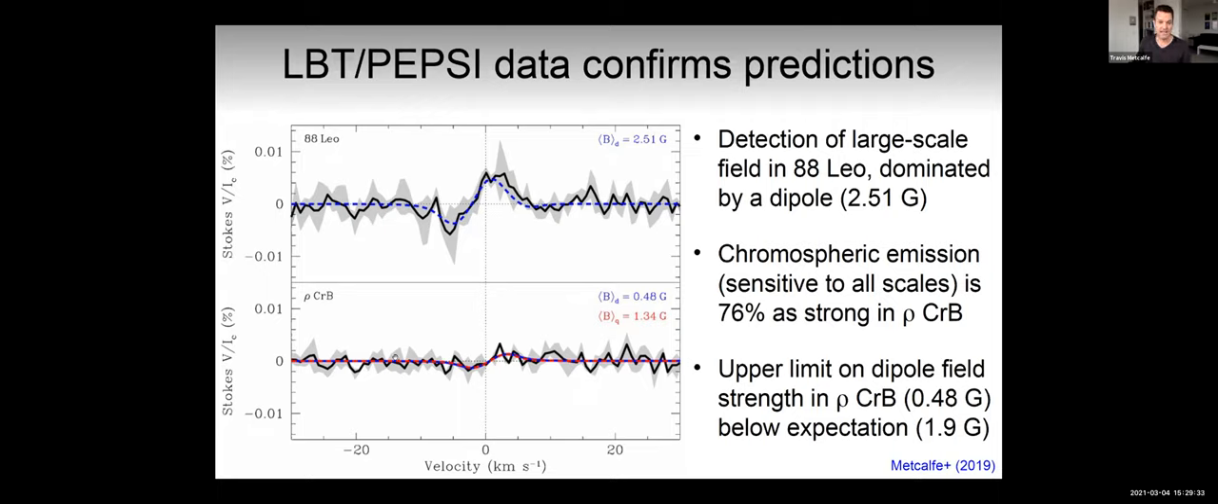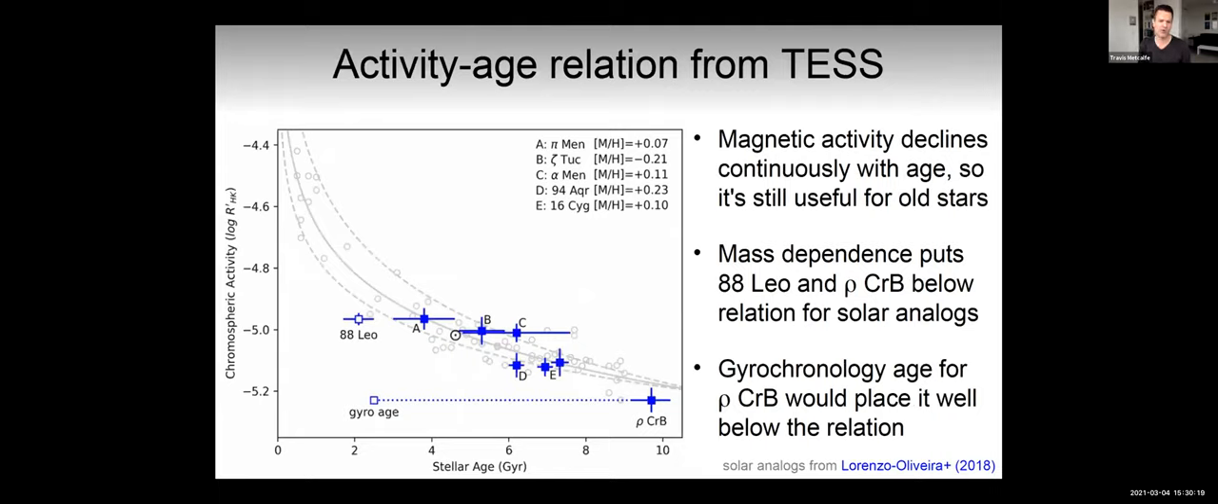For the inactive star, that's a flat activity star at a very similar rotation rate, we know its relative activity level from chromospheric emission. So it should be about 3/4 as strong as 88 Leo. If you just scale down that detection in 88 Leo by 3/4, you would expect to see a 1.9 Gauss dipole field in Rho CrB if you didn't change the geometry. But in fact, we set an upper limit on the dipole field in this star of half a Gauss. And so the large-scale magnetic field is dominated in Rho CrB by the quadrupole and higher order fields, just as we predicted.